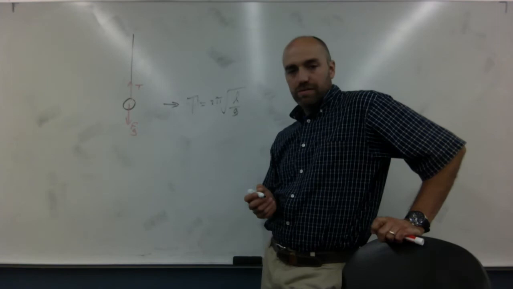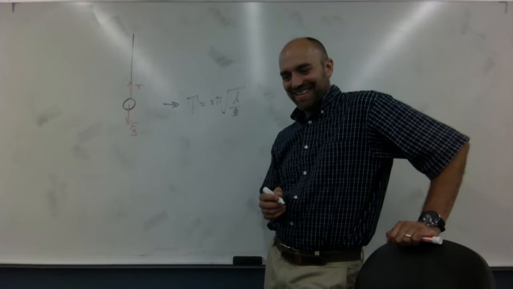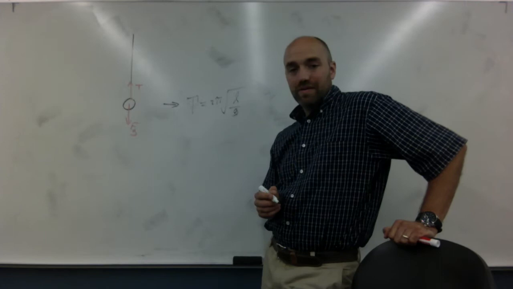I printed all of these things out so I could make my life easier, but then I set them someplace and can't put my hands on them. For a swing, it is 2 pi times the square root of L over G. Good.